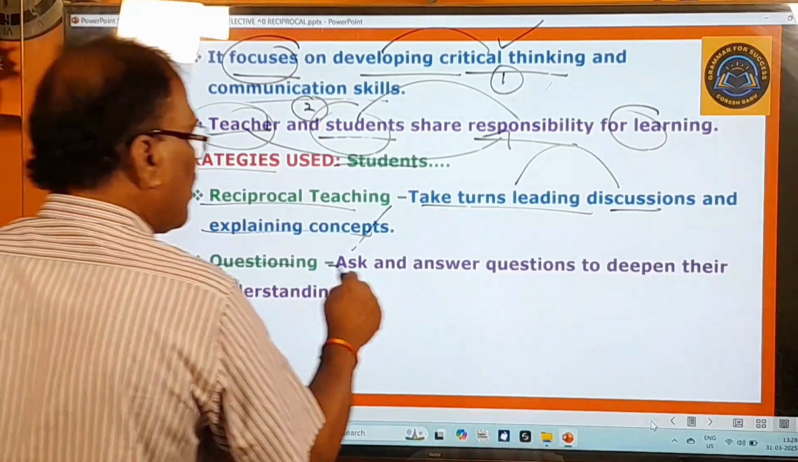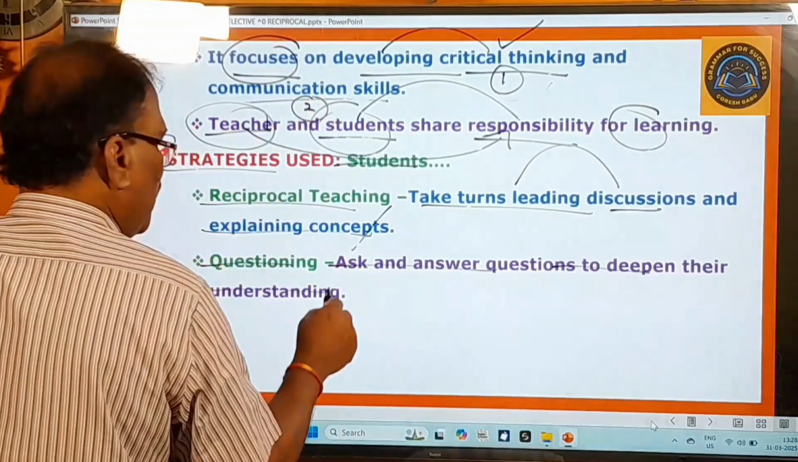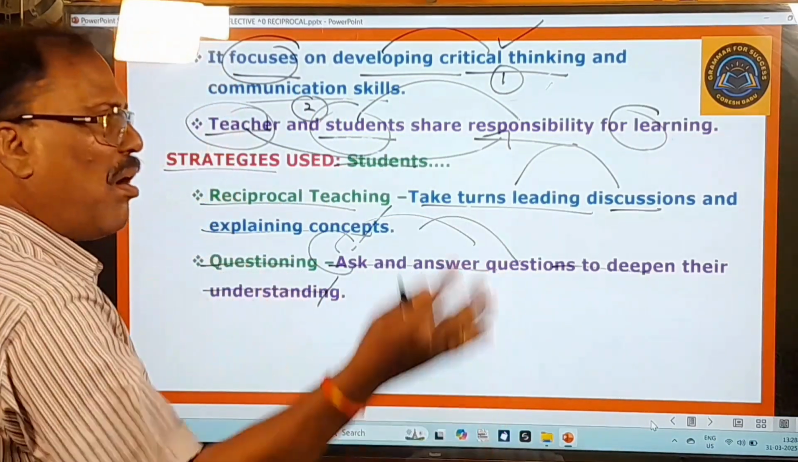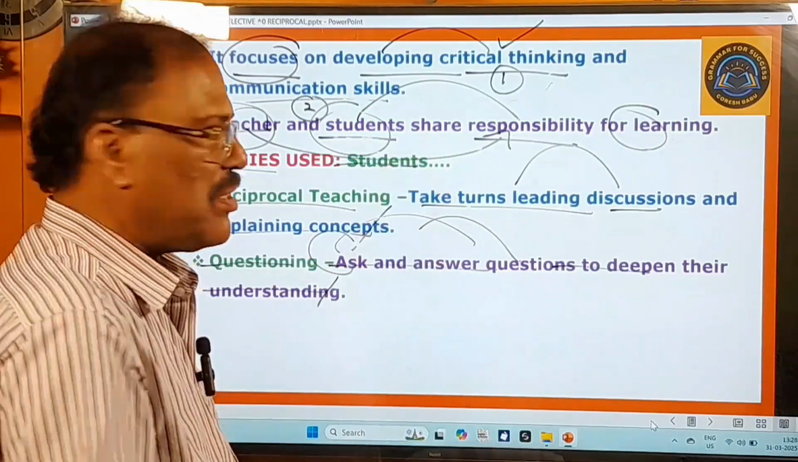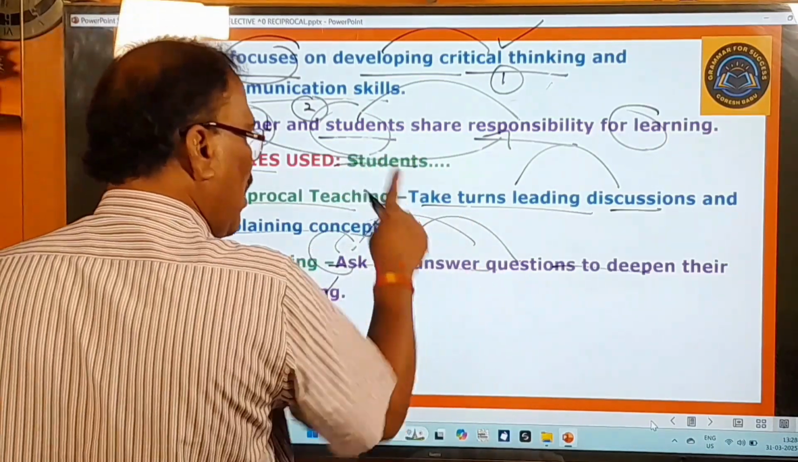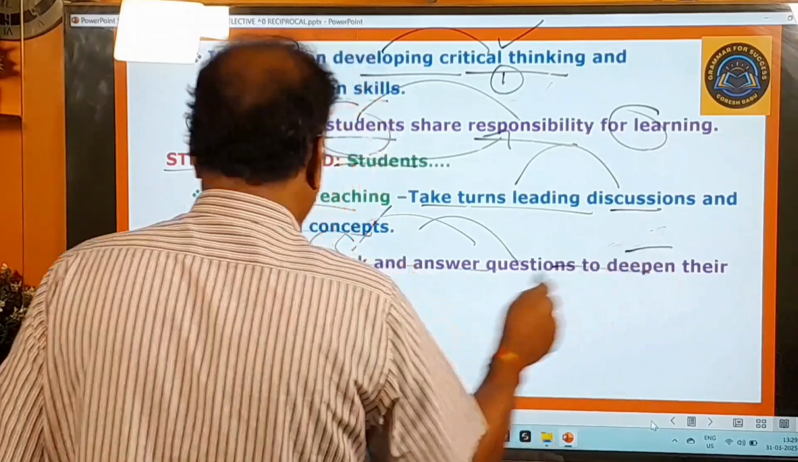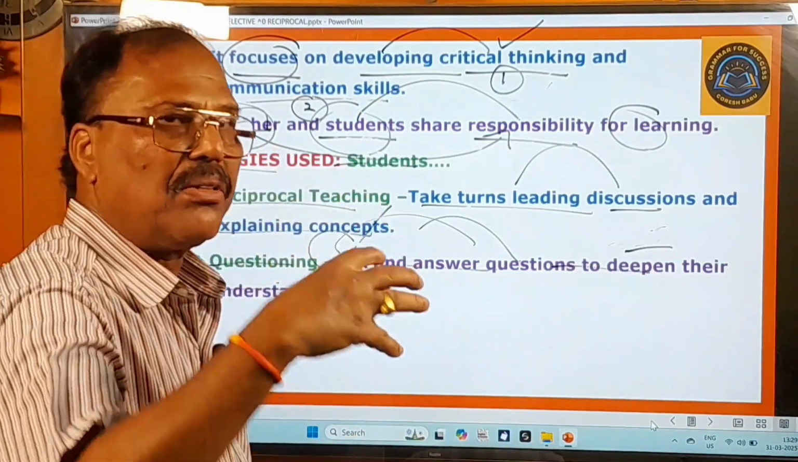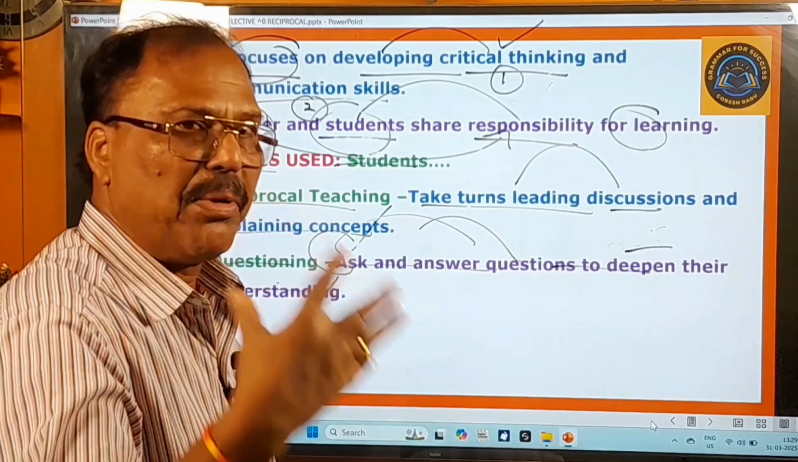And questioning, ask and answer questions to deepen their understanding. Students ask questions, students answer questions. So all these things are done by the students themselves. The students ask the questions and answer the questions. Why? To deepen their understanding, in order to understand the topic thoroughly and deeply.